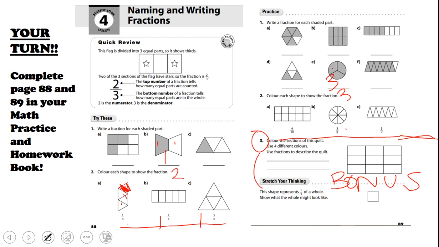I can give you an example right now, but if you have 1, 2, 3, 4, 5, 6, 7, 8, 9, then your answer on the bottom would be 9, and however many you colored. So say I colored 1 red, I would just put 1 over 9, okay? So that is something that you could do for number 3 for the bonus. And then remember, the stretch your thinking is also bonus as well, okay?